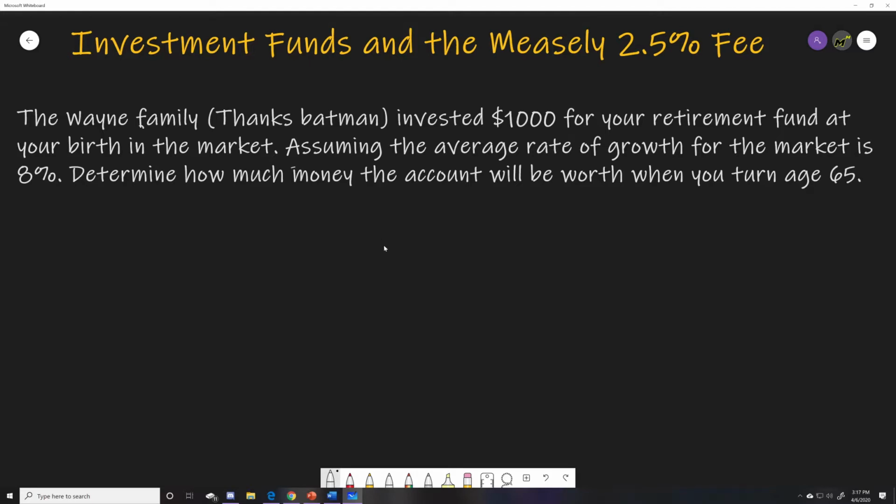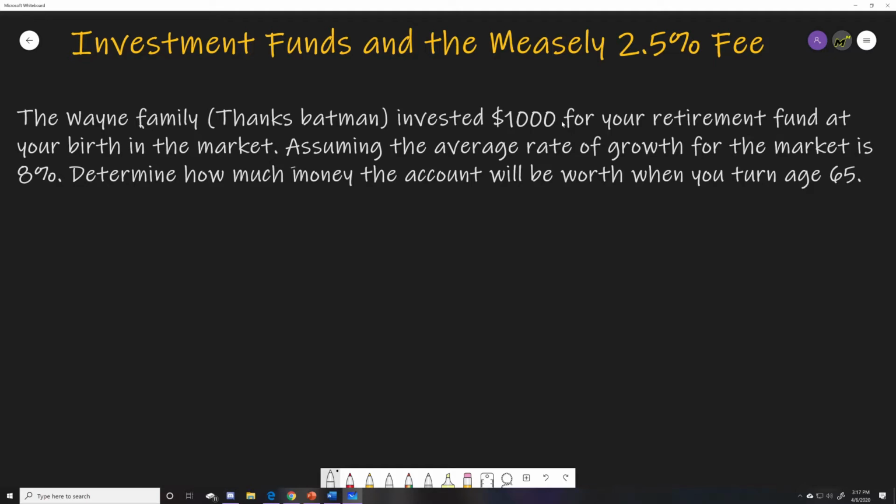The Wayne family, thank you Batman, invested $1,000 for your retirement fund at your birth in the market. Assuming the average rate of growth for the market is 8%, determine how much money the account will be worth when you turn age 65. Okay. So, quite a few things happening here.